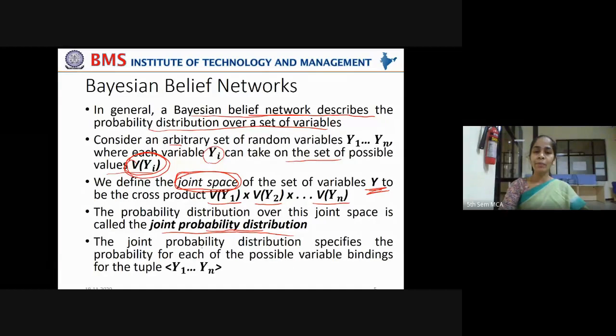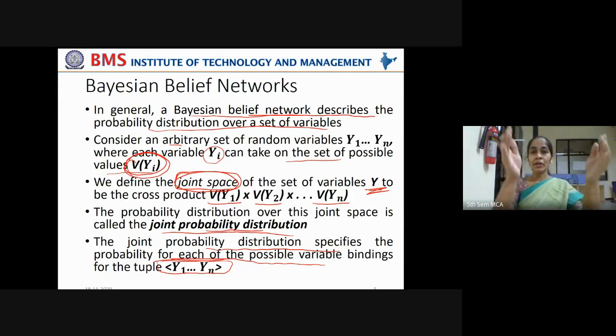So the joint probability distribution specifies the probability for each of the possible variable bindings for the tuple y1, y2 and so on up to yn. Right? So this joint probability will specify the probability for each of the possible variables. What is the probability of this combination of attributes? What is the probability of this combination of climatic conditions on a particular day? What is the probability of this set of climatic conditions on a particular day? The probability is assigned to all the possible combinations. That is called the joint probability distribution.